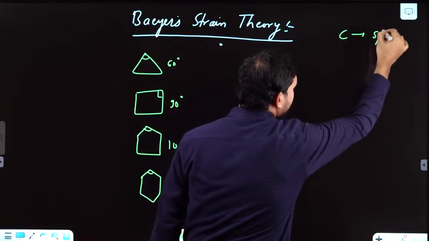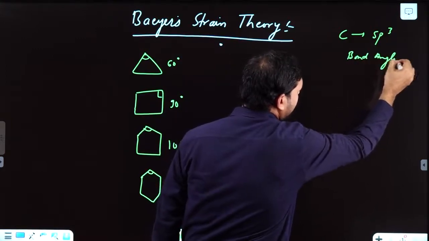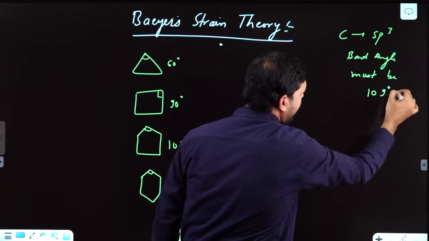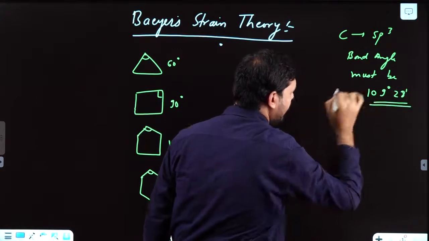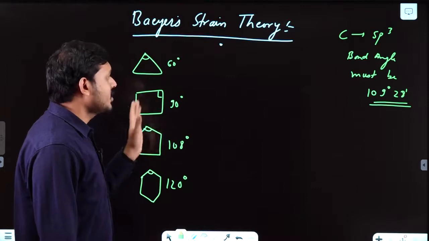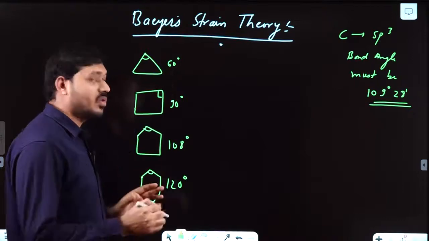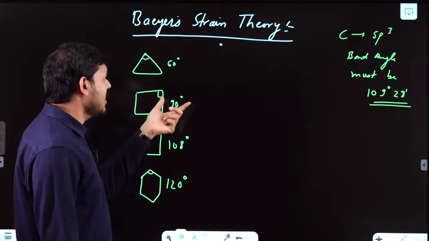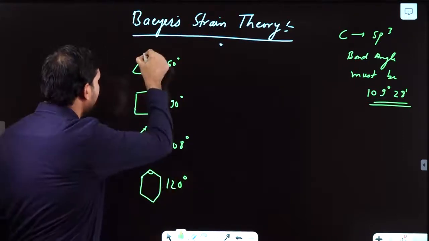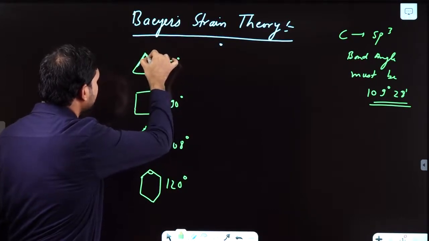But a carbon atom which is sp3 must have a bond angle of 109 degrees 28 minutes, right? So the bond angle should have been 109 degrees 28 minutes, but here it is 60 degrees. So you can see there is a very high angle strain, right? The strain is actually due to both bonds, and the deviation is from this side as well as this side, both sides.